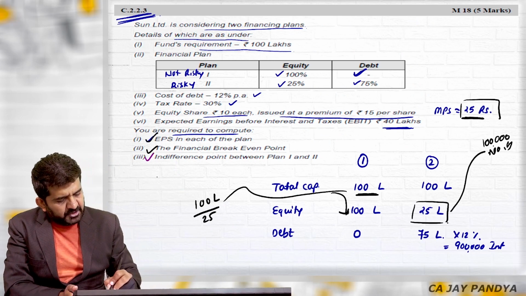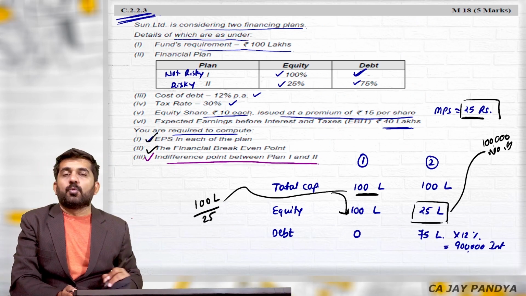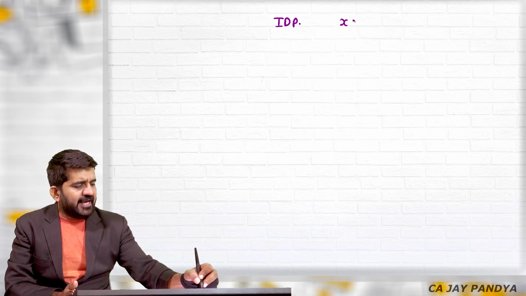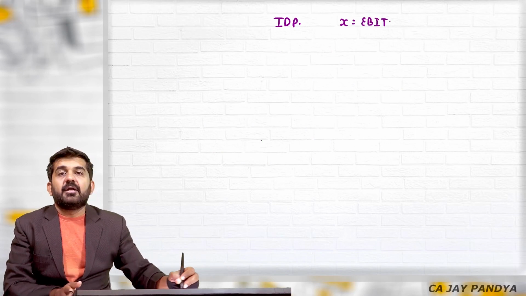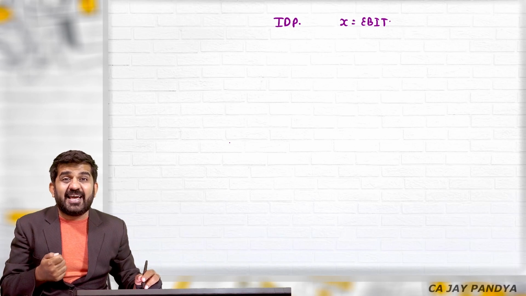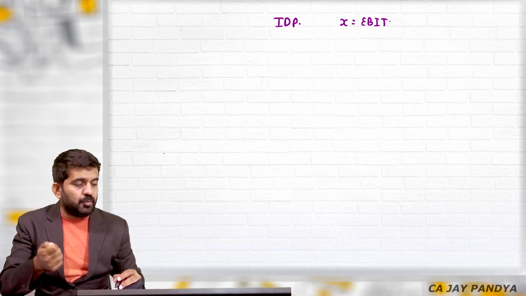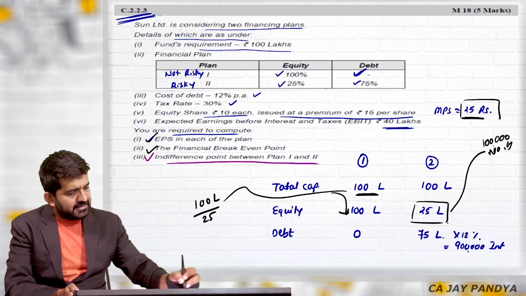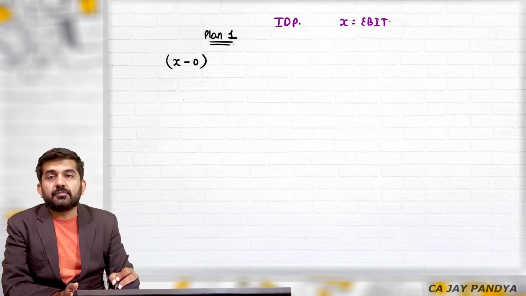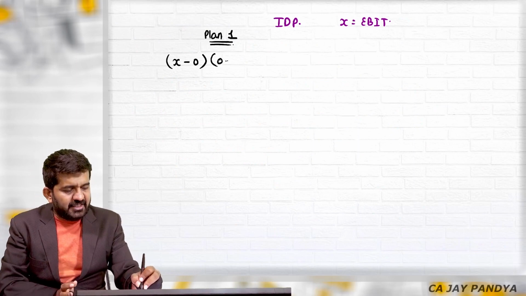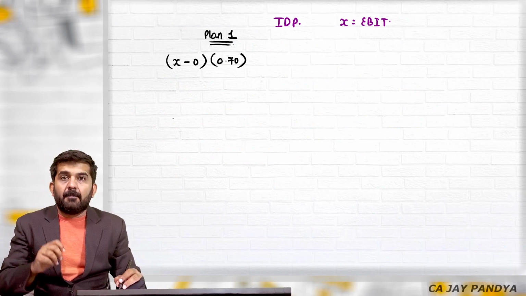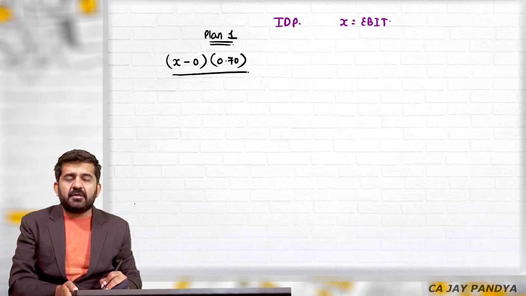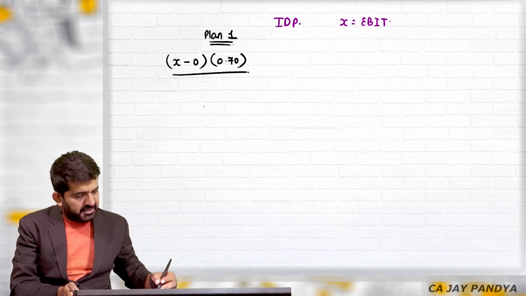Find out indifference point between plan 1 and plan 2. Indifference point, X is equal to EBIT. Level of EBIT at which EPS is equal. I am finding out EPS of plan 1. What will be EPS of plan 1? X minus 0, multiplied by 1 minus T, which is 0.70, minus preference dividend. There is no preference dividend, divided by number of shares. Number of shares are 4 lakhs.